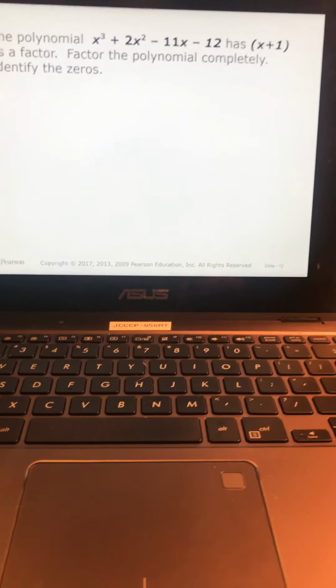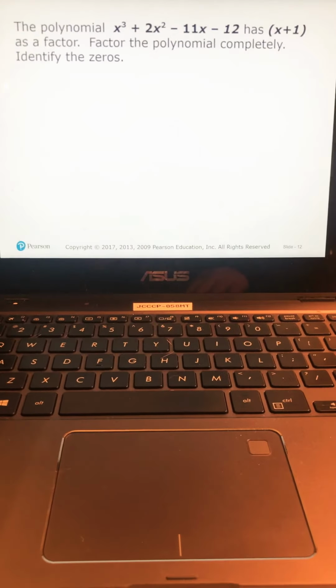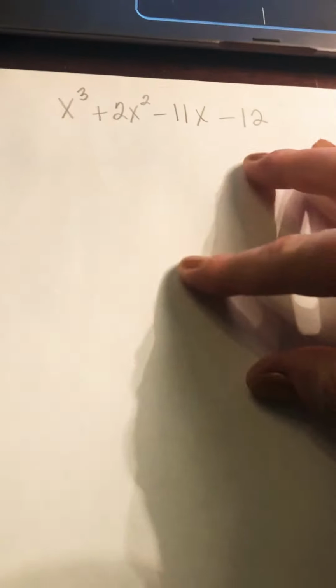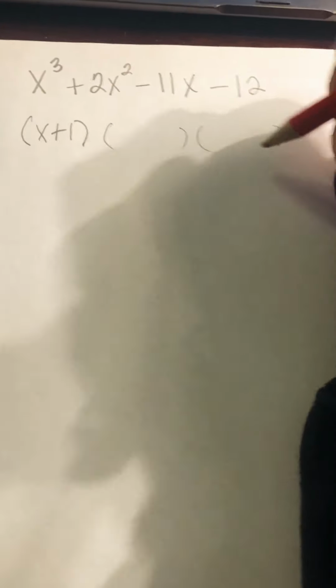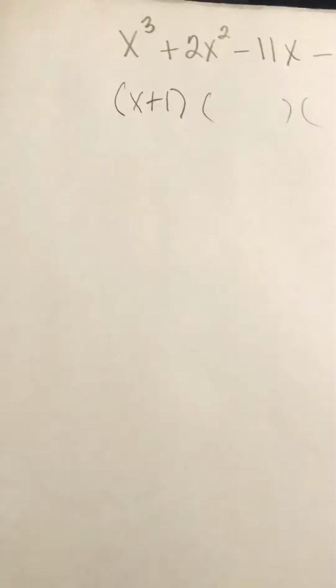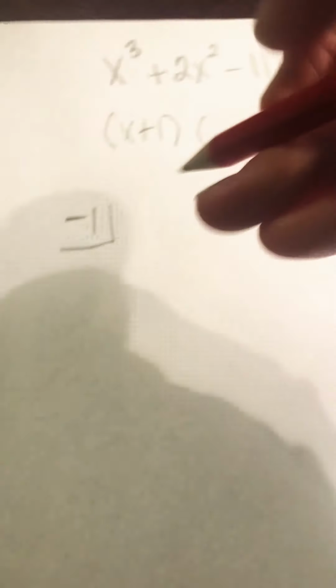So we're going to do this using synthetic division. I've written it down here. I want to factor this out. It's telling me that one of my factors is x plus 1, right? I don't know what my other factors are. So if x plus 1 is one of the factors, then I'm going to go ahead and put the negative 1 in my box here. I'm going to do the synthetic division.